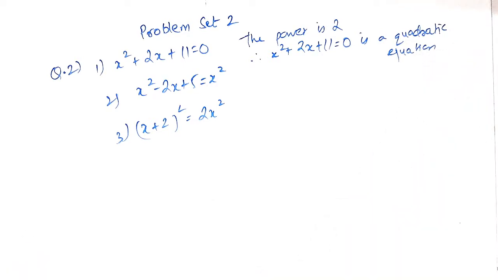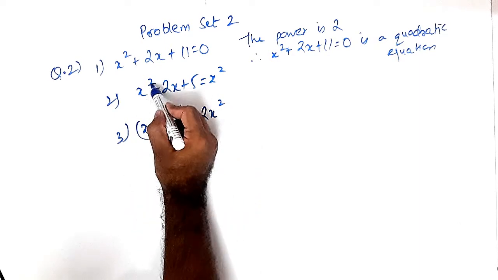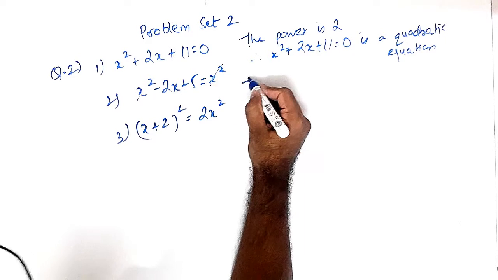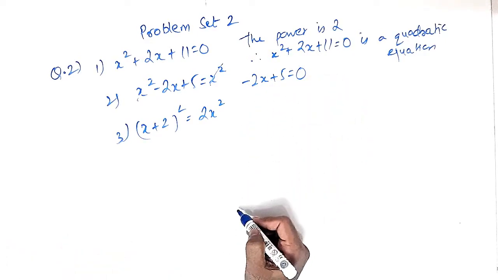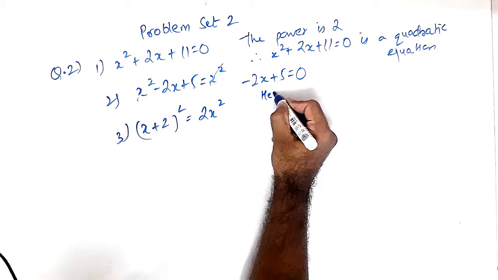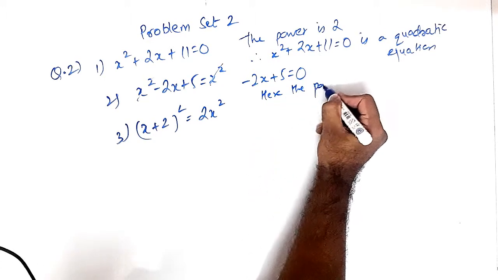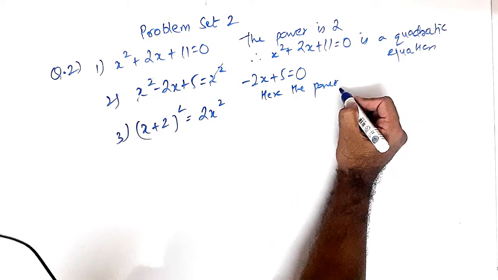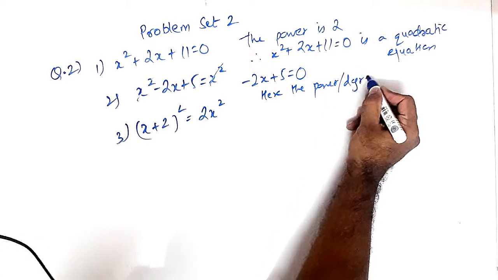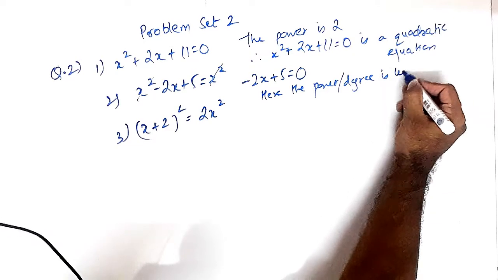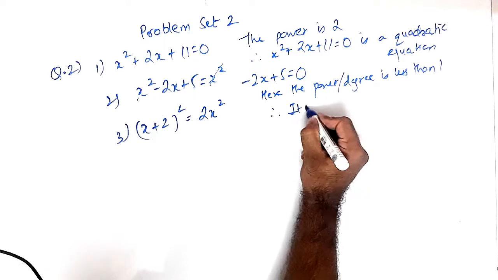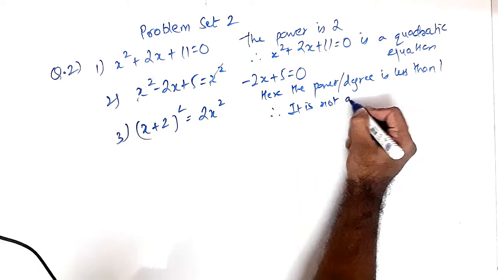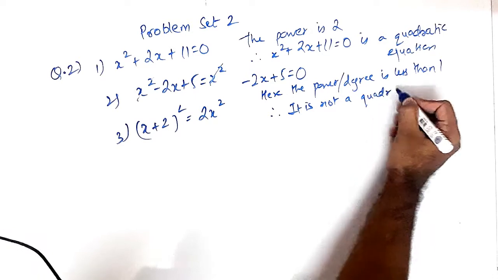Okay, then coming on to the second one, we have to solve this, of course. So x square gets cancelled. What remains is minus 2x plus 5 equals 0. Okay, here the power or the degree, I'll write here power slash degree, is less than 2, therefore it is not a quadratic equation.